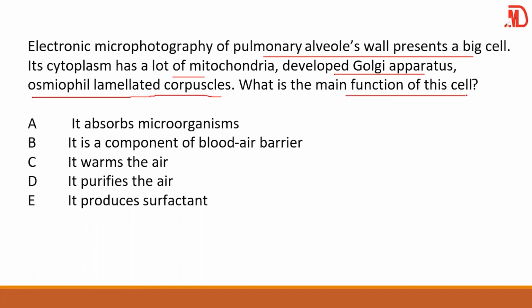What is the main function of this cell? Basically, they are talking about the pneumocyte, also known as the alveolocyte. What is the function of the alveolocyte? They produce surfactant. And these can be type 1 or type 2. Type 1, I said, helps in the exchange of gases, whilst type 2 helps in the cell wall of the alveoli. So your answer here is E. It produces surfactant.